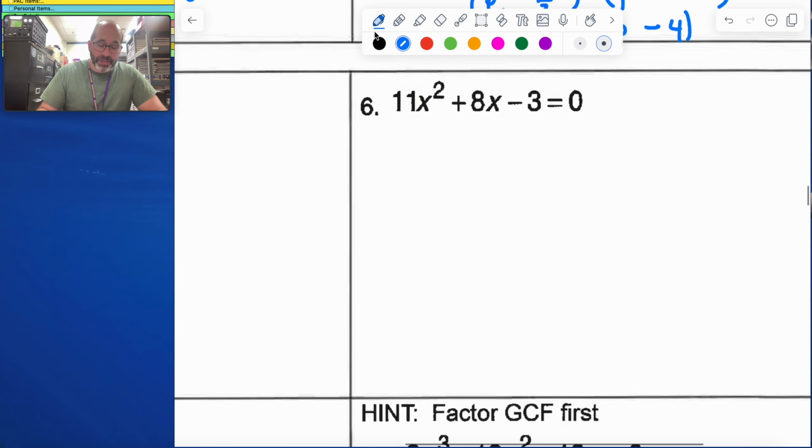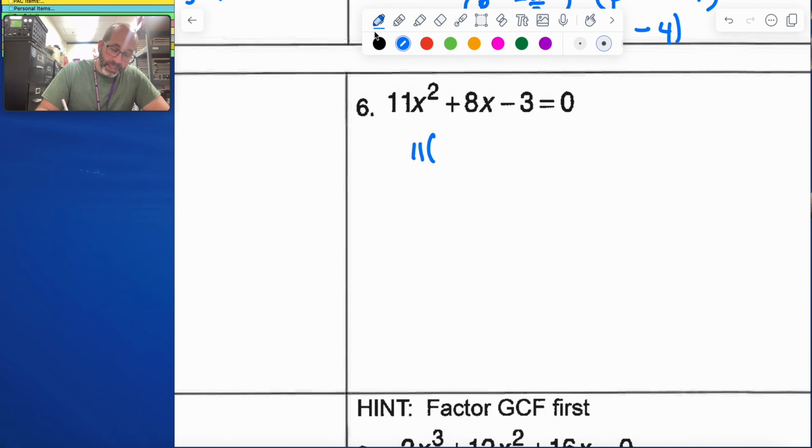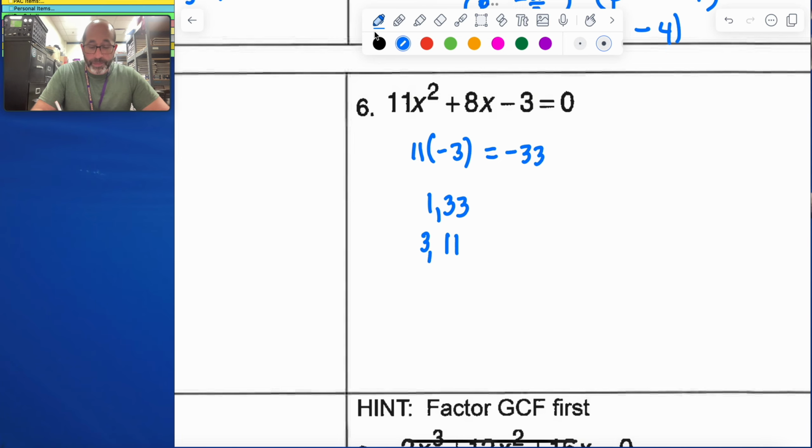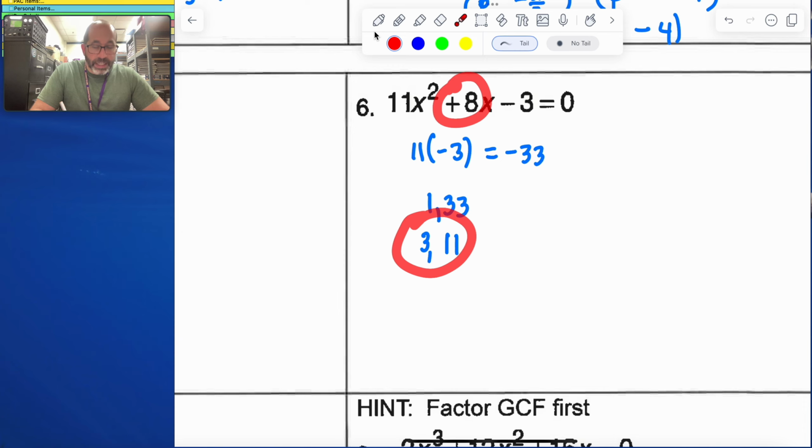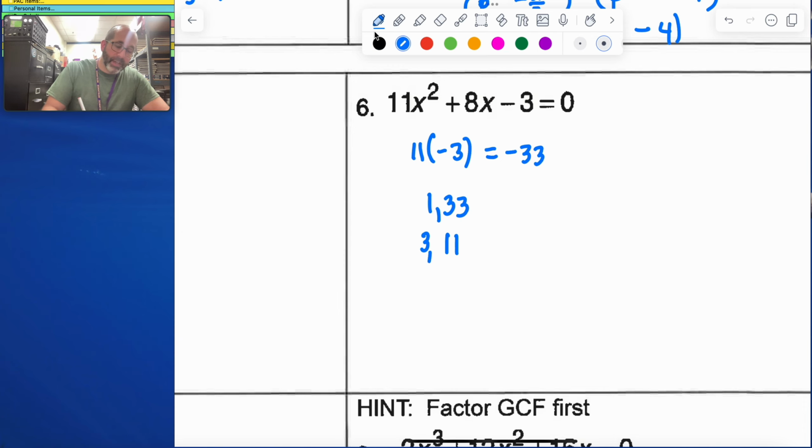All right, let's look at number 6. We're going to have 11 times negative 3. That's negative 33. We have 1 and 33, 3 and 11, and that's it. Not many. All right, 11 and 3 to get 8 means that we're going to have 11 minus 3. Divide by our a value, which is 11.